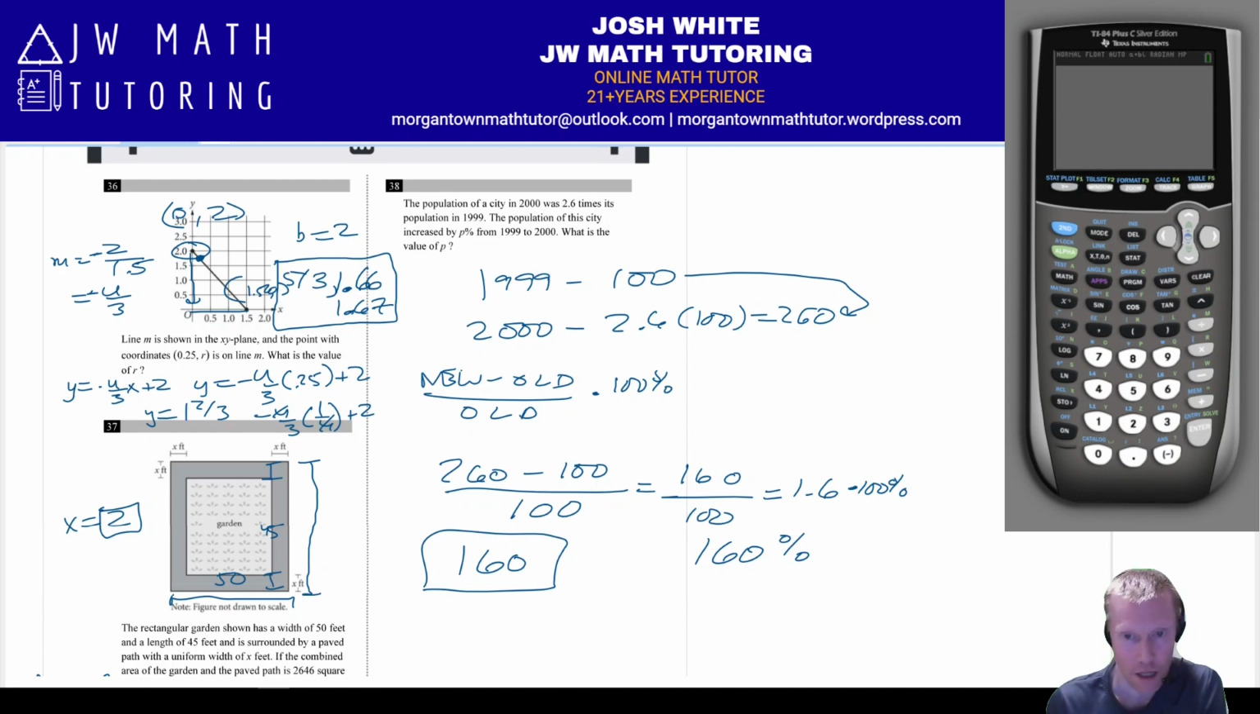So that is, I believe, the easiest way to solve this problem. Again, by using picking numbers, where you pick a starting value for the population in 1999, find out what it would be in 2000 based on the information given in the problem, and then just do a percentage increase calculation. So those were all the answers to the calculator section from the April 2023 school day QAS. Again, section 4, a calculator section.